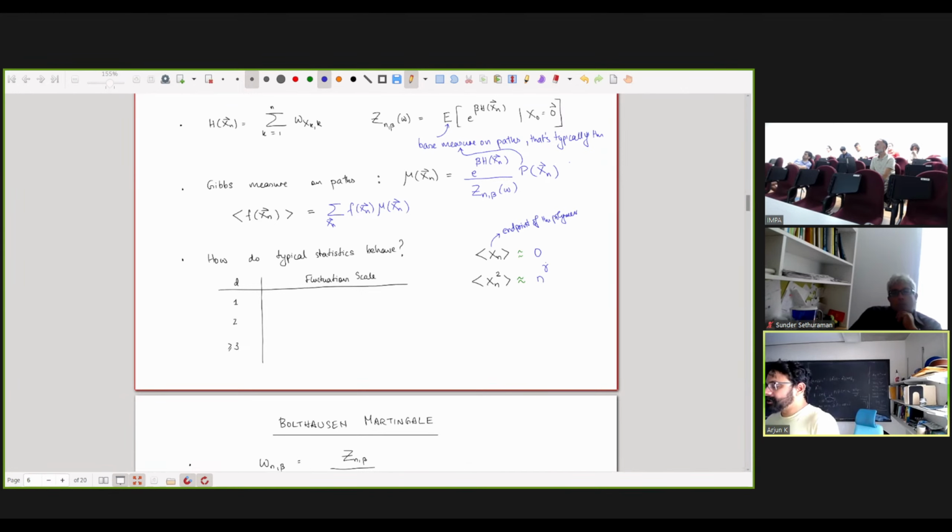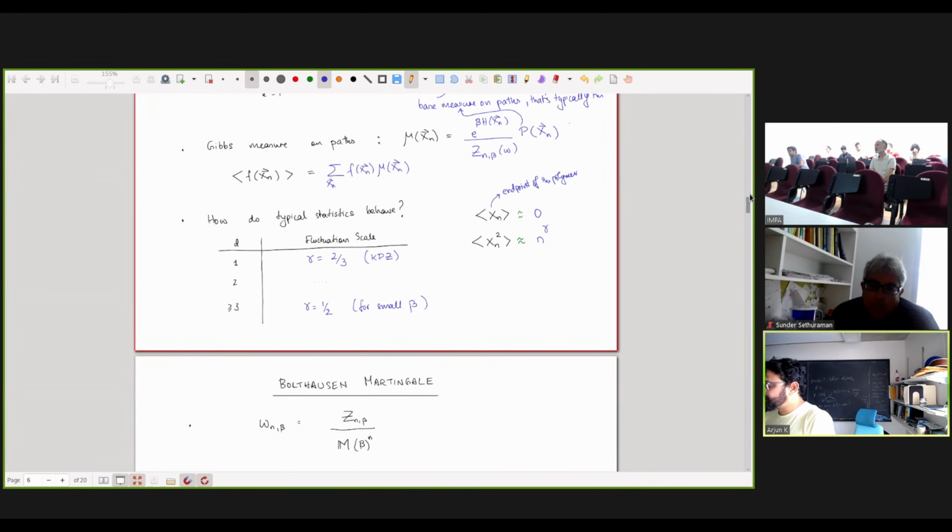So it was conjectured that in d equals 1, we have gamma equals 2/3. So this is a KPZ fluctuation scale. And in dimension 2, they didn't say anything, but they said that gamma equals 1/2 for small beta in d bigger than or equal to 3. This was the main contribution. And apparently this was not even expected by the physicists. And so this is the diffusive scale.